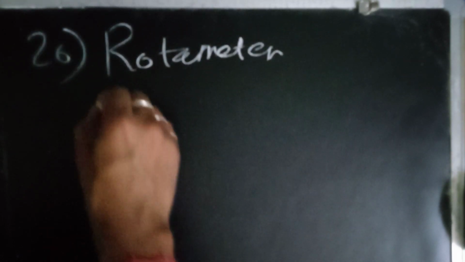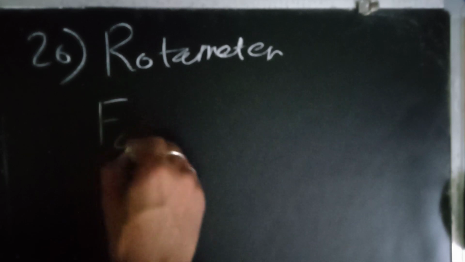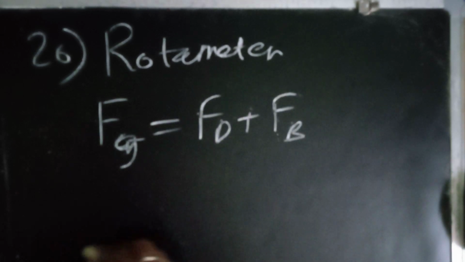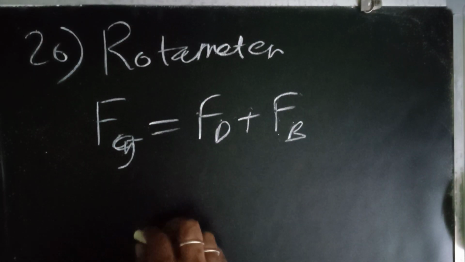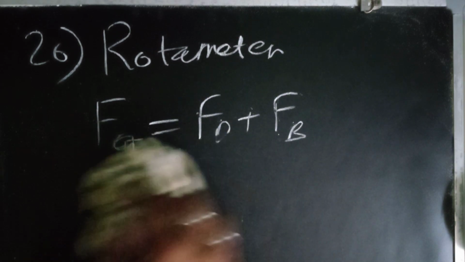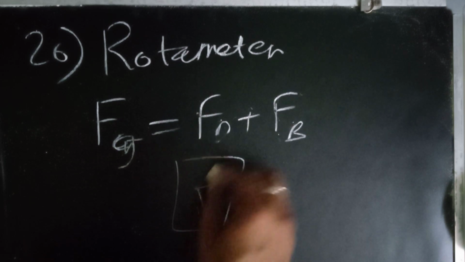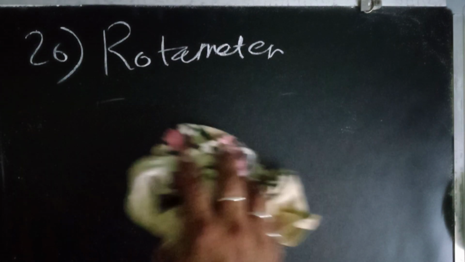And the 20th question was that in a rotameter, the force of gravity Fg is equal to Fd, the force of drag, plus the buoyant force. So this was the thing, because we can see a rotameter like this, where this goes up like this. So the drag force and buoyant force are balanced by the gravitational force. Simple.